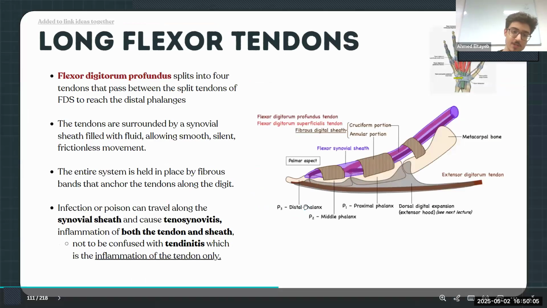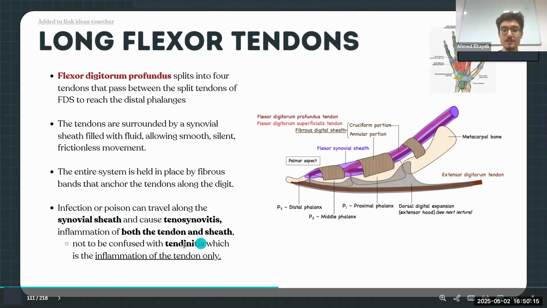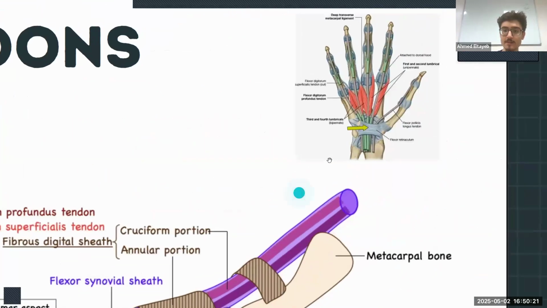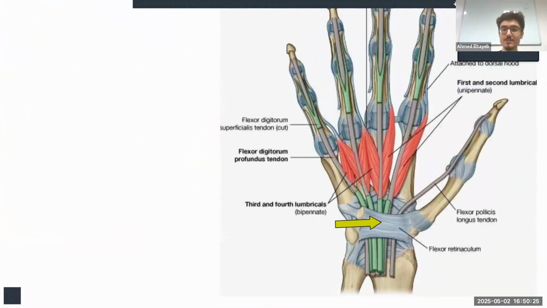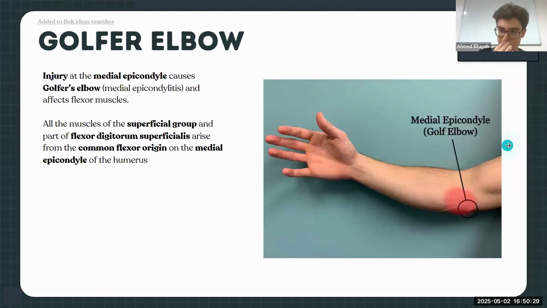So if you have an inflammation or an infection or poison or whatever, and you have both the tendon and sheath affected, it's called tenosynovitis. And if only the tendon is affected, it's called tendinitis. We're going to touch more on all of this when we discuss the hand and the flexion of the digits in detail. But for now, just keep this in the back of your mind to link ideas better.